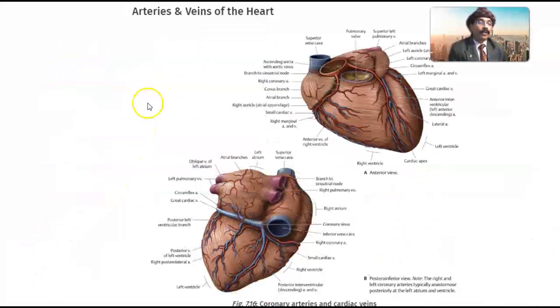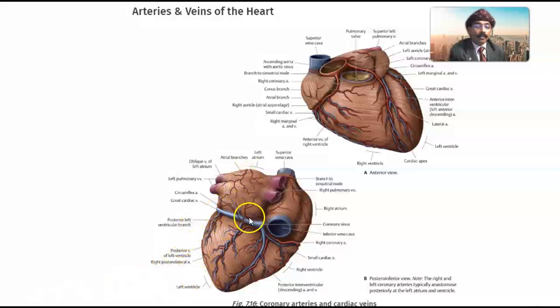Okay, now let's look at the accompaniment. This is the LAD accompanied by the great cardiac vein. This is the great cardiac vein. This is the right marginal vein. We also get the right marginal artery here. This is the right coronary artery. The anterior cardiac vein opens directly into the right atrium underneath the right auricle. The left coronary artery has an atrial branch, the left atrial branch here. It is a branch of the left coronary artery.